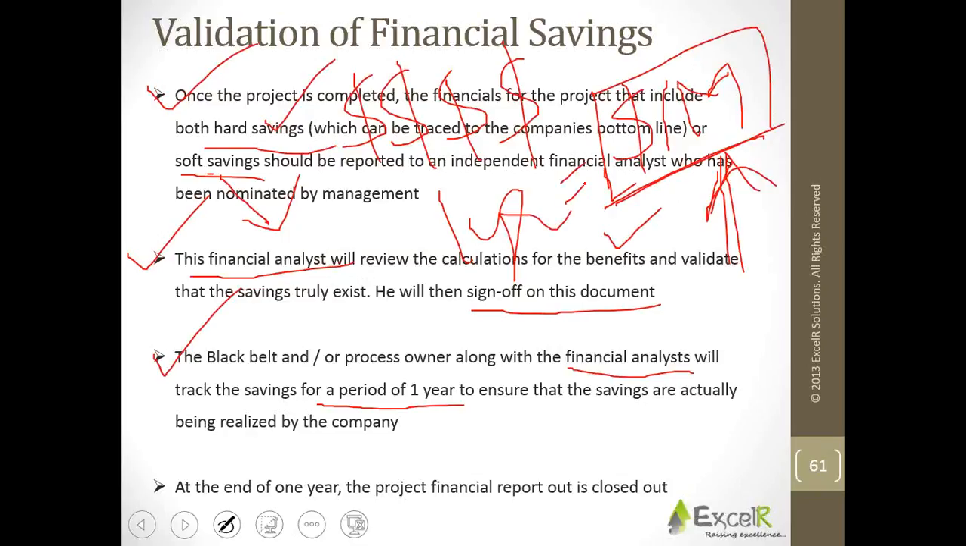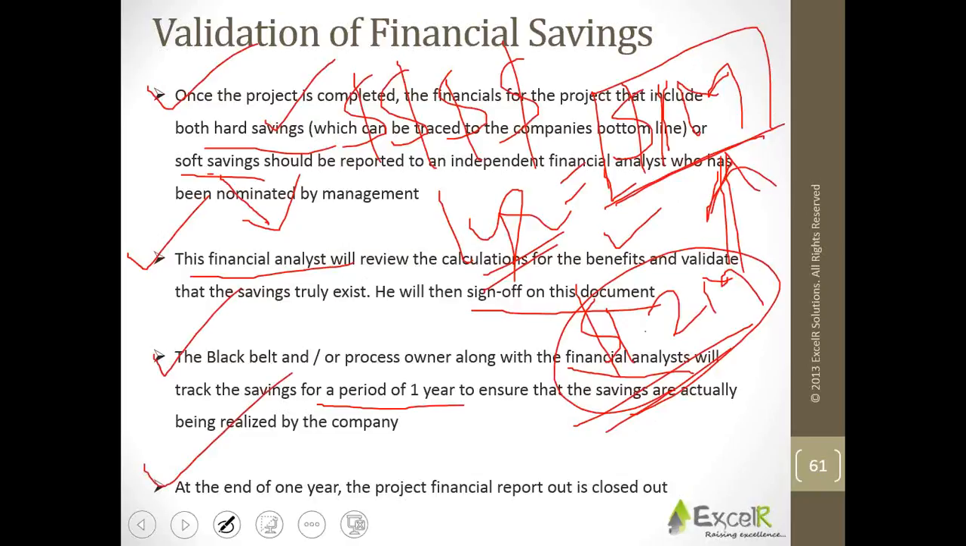Right? And after 1 year, they look into what did you promise? You have promised $1 million, but in 1 year, we could save, say, $1.2 million. That's a good thing. So you'll get a bonus, probably 10% of this or 1% of this, whatever it may be. At the end of 1 year, the project financial report is closed out.